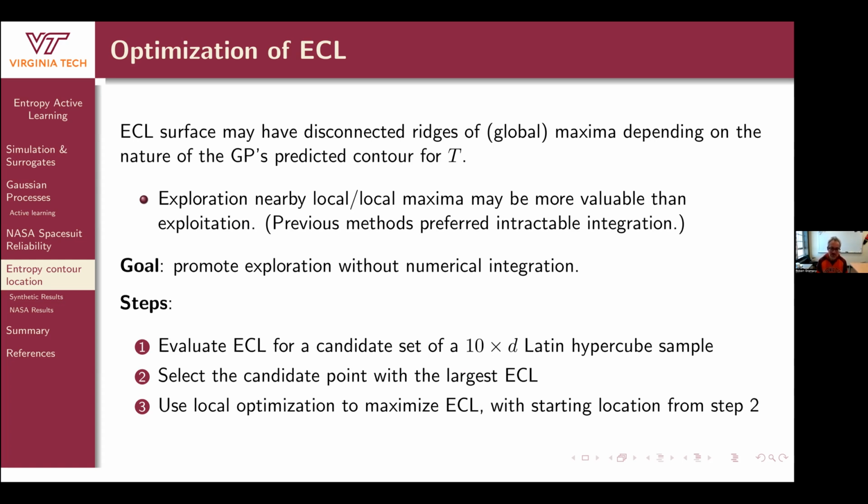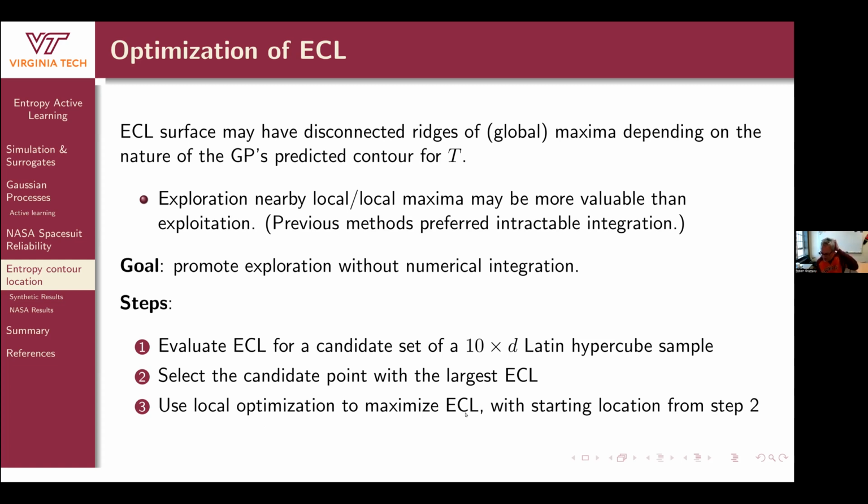So we've solved this diversity problem by taking a 2-pronged approach. One prong is just to put some input locations in the input space. We use Latin hypercubes that are kind of small, 10 times d in d input dimensions. And we evaluate our criteria at that discrete set, and then choose one of the points to initialize a local optimization to find a precise location that optimizes the function.